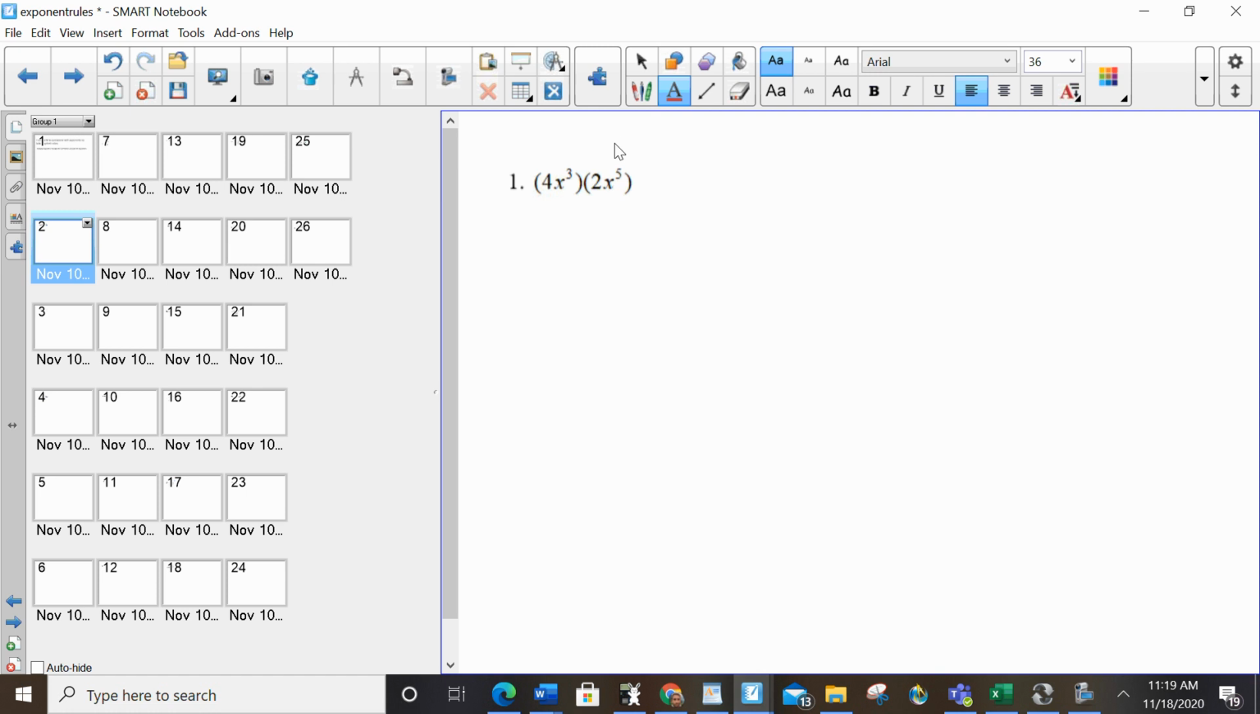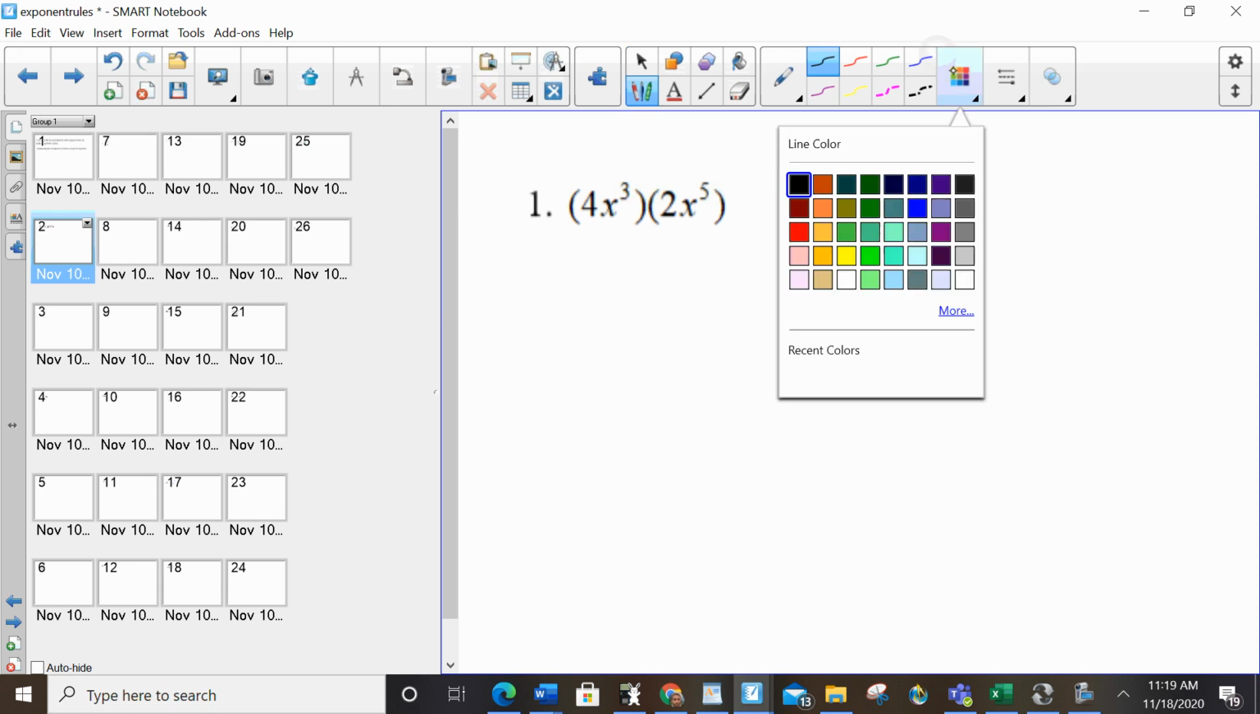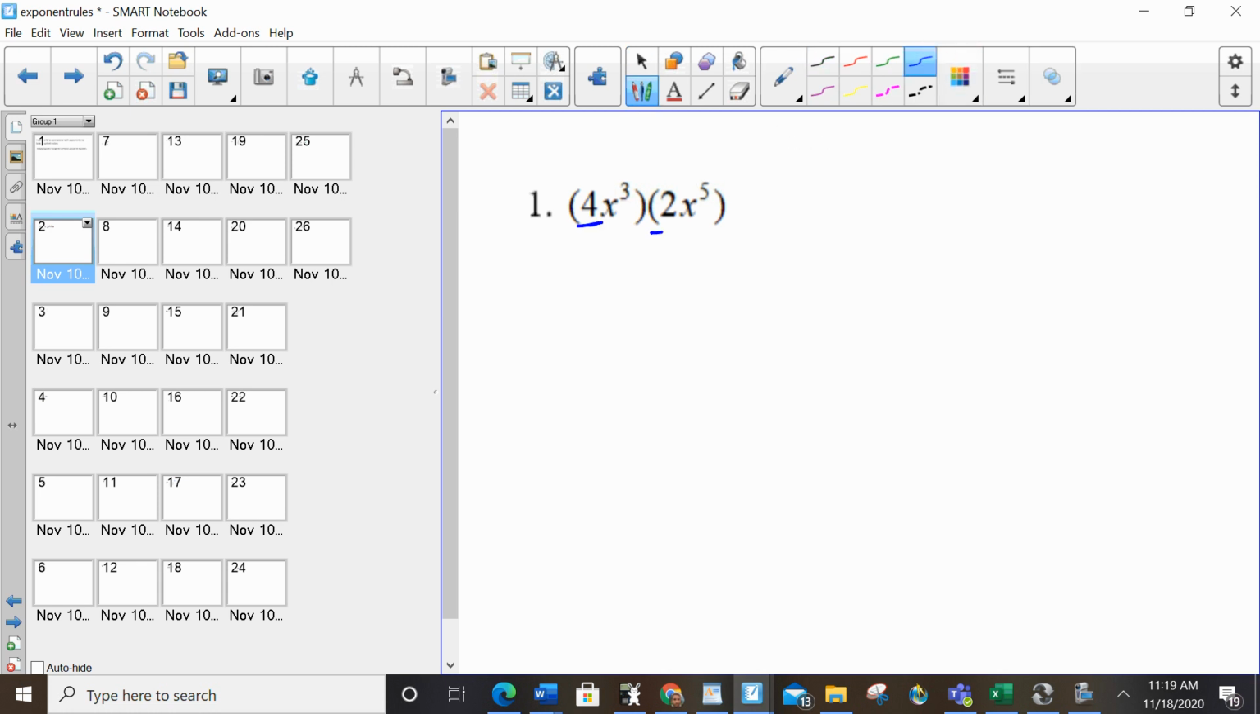So for number 1 here, I'm going to multiply the coefficients. Coefficients meaning the numbers in front of the variable. So 4 times 2 is 8. Then I'm going to add my exponents. 3 plus 5 is 8. So my answer would be 8x to the power of 8.